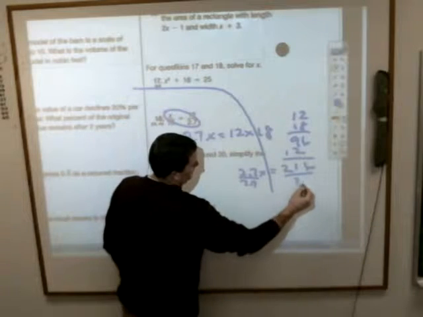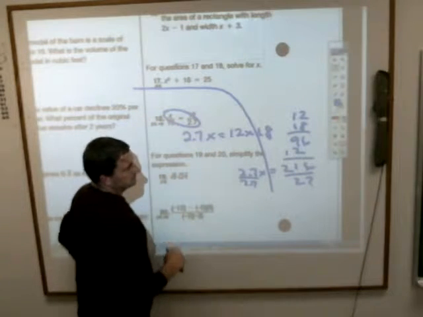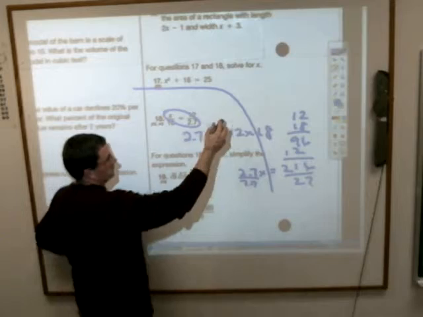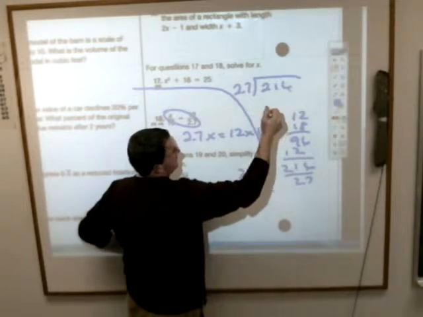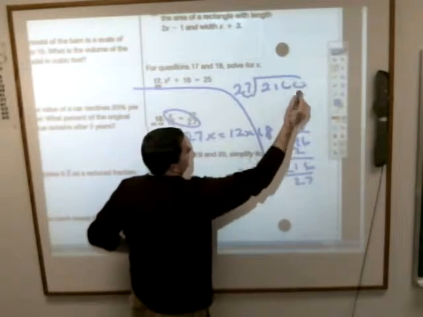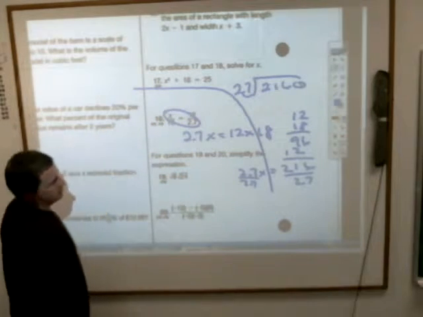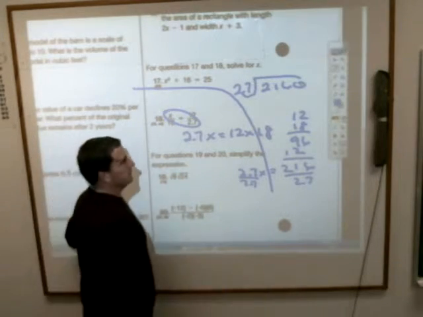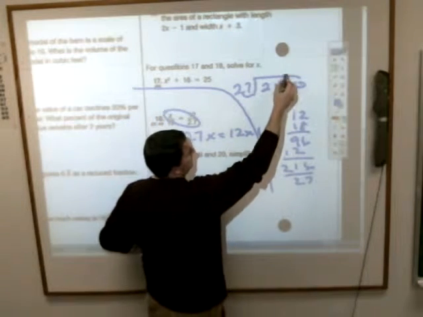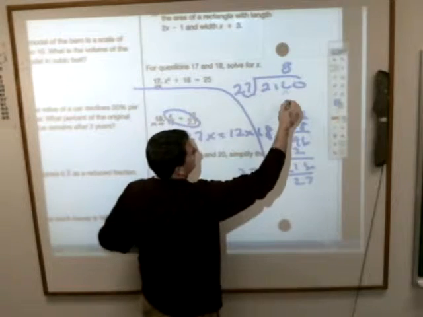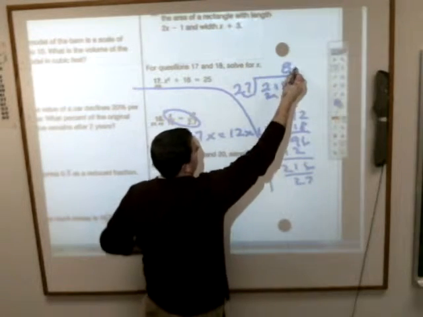There's got to be an easy way out there. 2.7 times 216, lose the decimal, add a 0. However many times 2.7 goes into 2000, or 27 goes into 2160. Which is probably what, 8? 80? Yes. 80 times.